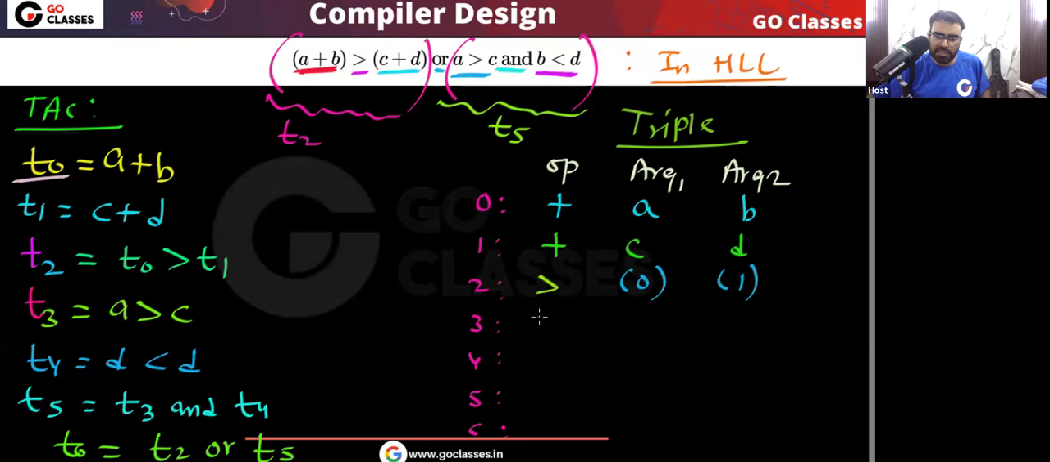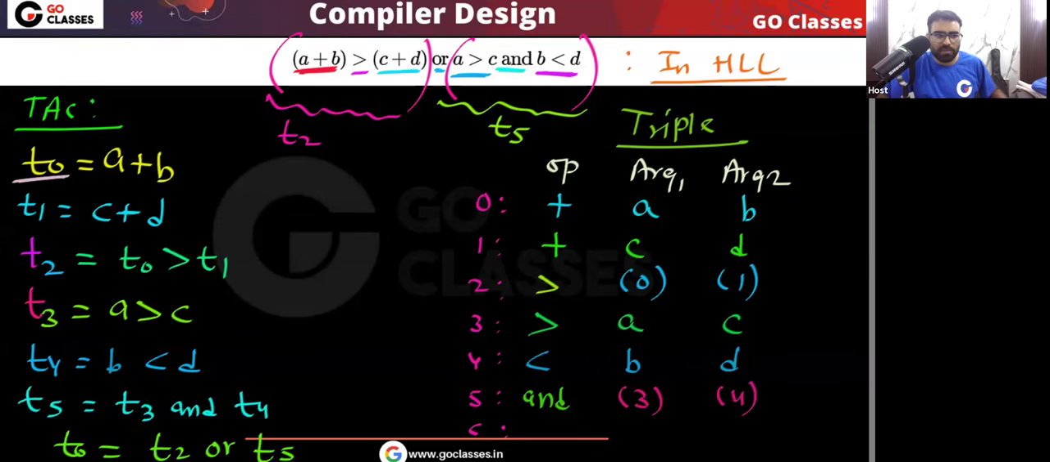Here you can see the operator that is greater than and the arguments are a comma c. Let's see the next. Here the operator is less than and the arguments are b comma d. Okay, what about the next? The operator is and what are the arguments? The arguments are t3, t4. Remember, t3 is the position 3 and t4 is the position 4. Very good. Now let's see the next one. For the last instruction, the operator is or, and you can see the arguments. These are t2, t5. Remember, t2 means position 2, t5 means position 5. Okay, so this is the triple representation.